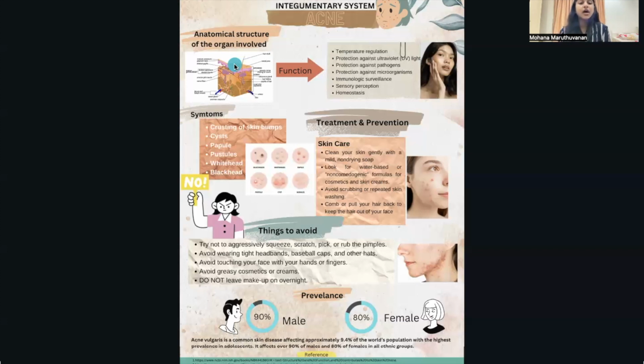Apart from that, it is advised for people who are affected by acne to look for water-based formulas for cosmetics and skin creams, such as our foundation, our moisturizer, our cleanser, our toner. It's always better for us to use a water-based product because it has less oil.